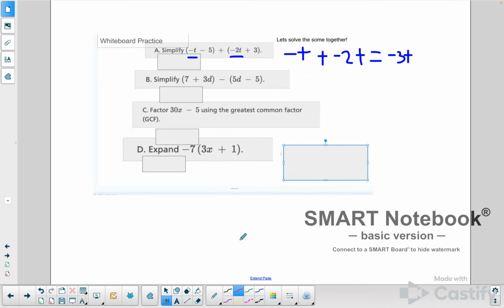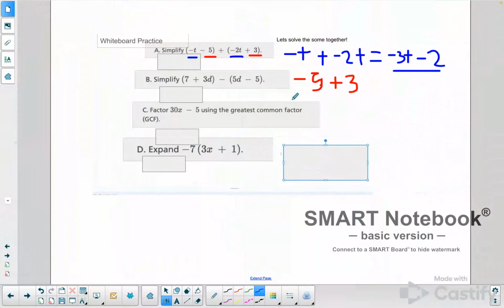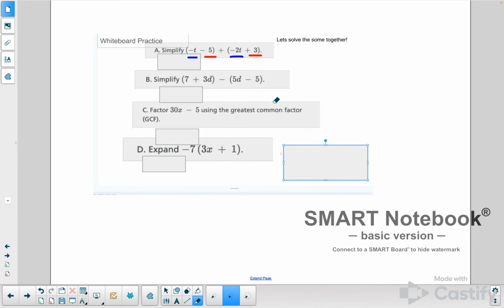Well, I'm not done yet because I also have to simplify these like terms as well. So I have minus 5 and I have a plus 3. And a minus 5 plus 3 is a minus 2. So our expression for our first question is minus 3t minus 2. All right, I'm going to go ahead and delete this here. Give it some space. Let's have a look at our next question here.